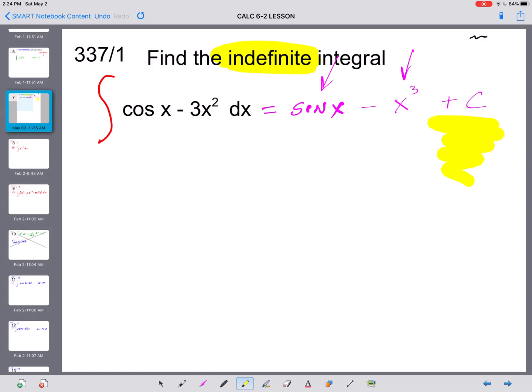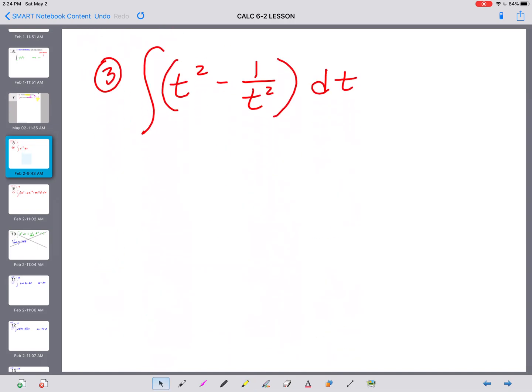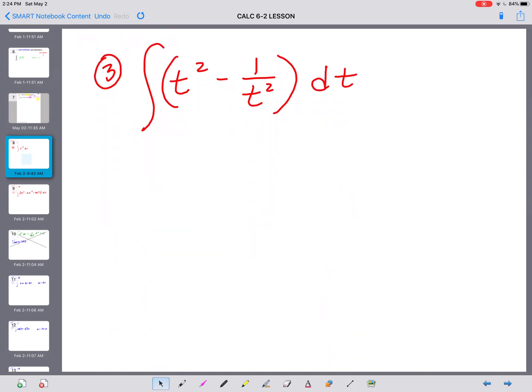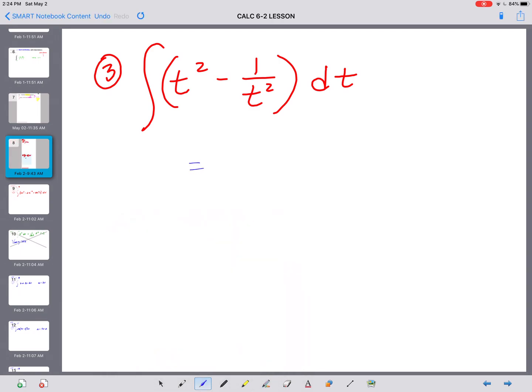Let's go to number 3. Here we go, problem 3. Same idea, antiderivative. Let's start with the antiderivative of t squared. That's got to be t cubed. 3 times what is going to give me 1? Yeah, you got to have a 1/3.